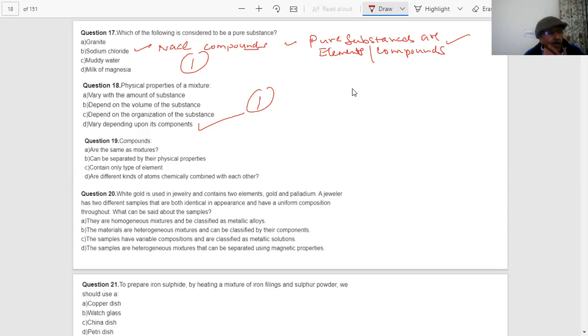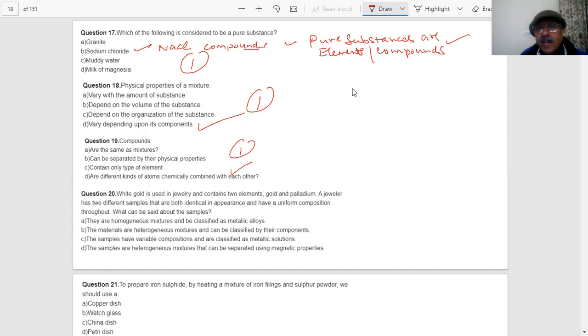Next question on the screen, students. Compounds are, the D part, different kinds of atoms chemically combined with each other. Okay, contain only one type of element. Compounds are different kinds of atoms chemically combined with each other. That is the definition which we gave for a compound, student. It is the correct answer.